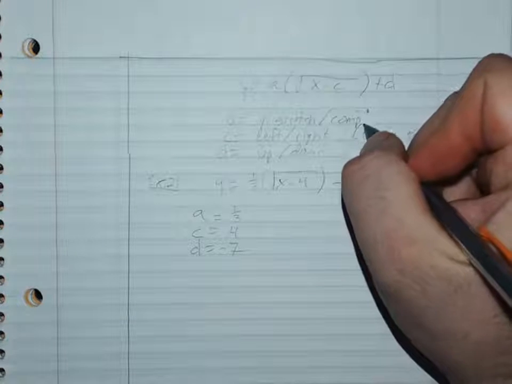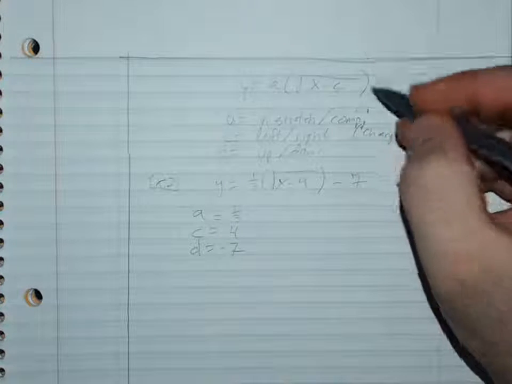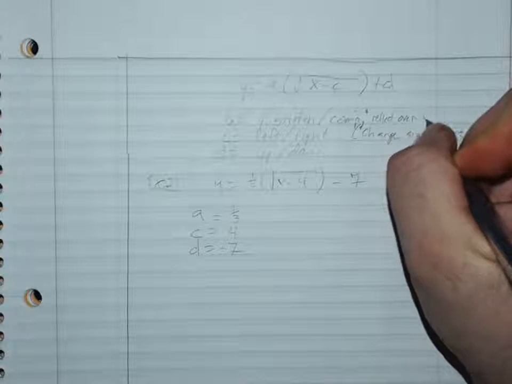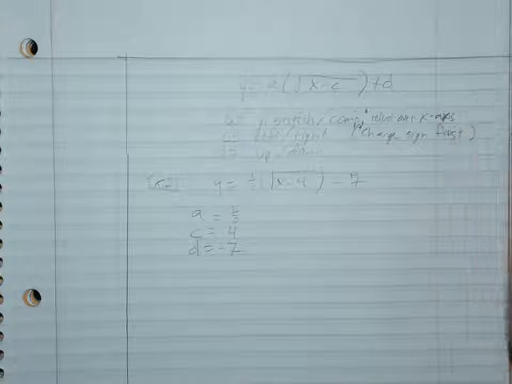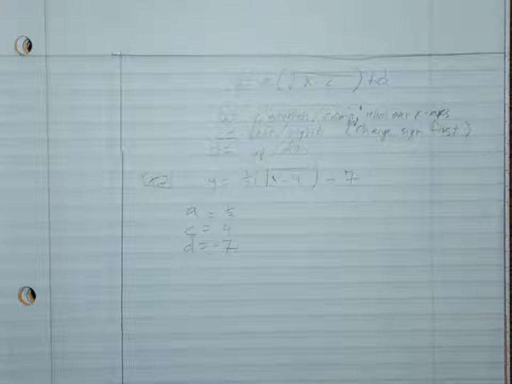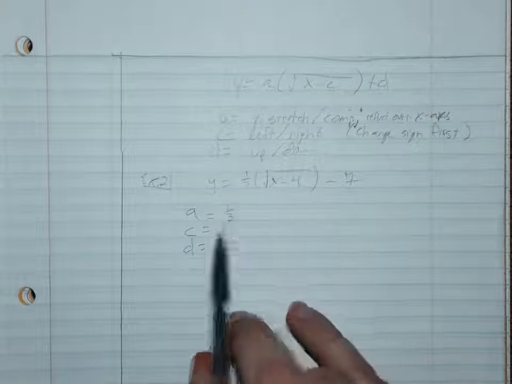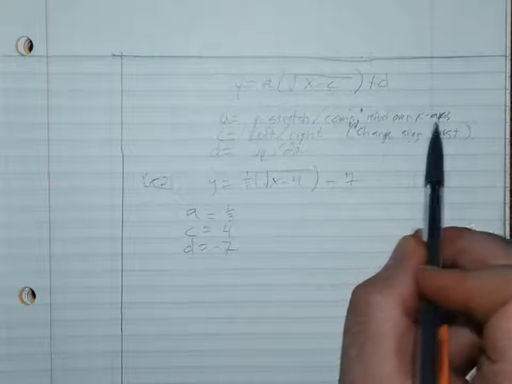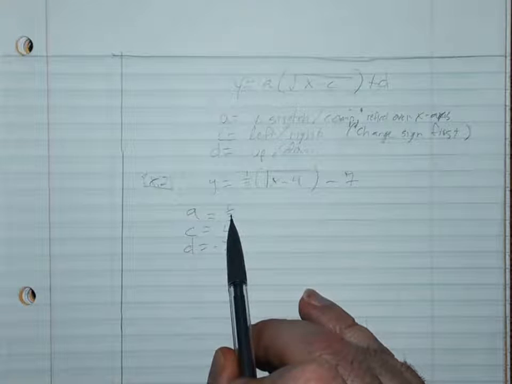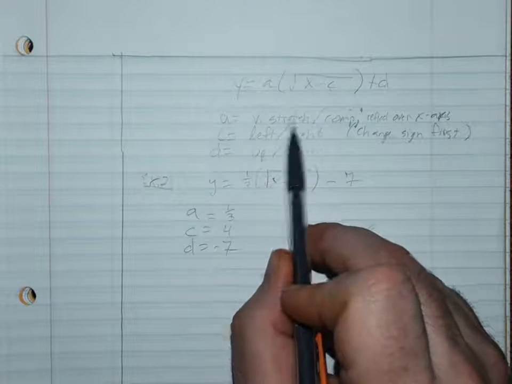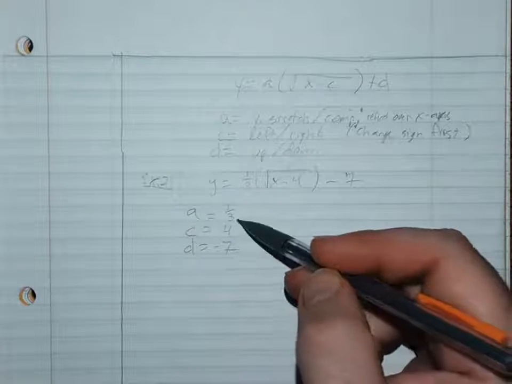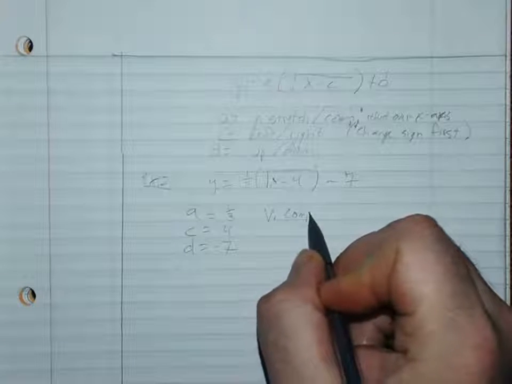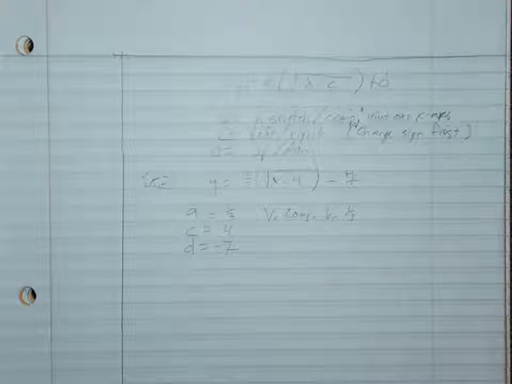Also, I forgot to mention, A is in charge of the reflection over the x-axis. Don't forget that. If A is negative, there's a reflection. I'll do an example for you. So how would we interpret this? Well, this is 1/3. A value. Okay, first of all, the A value tells us if it reflects or not. It's not negative, so there's no reflection. Secondly, the A value tells us if it's a vertical stretch or compression. If your number is between 0 and 1, it's a compression. So this would be a vertical compression by 1/3.